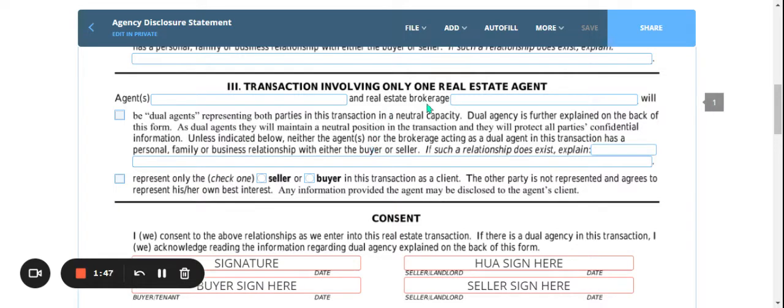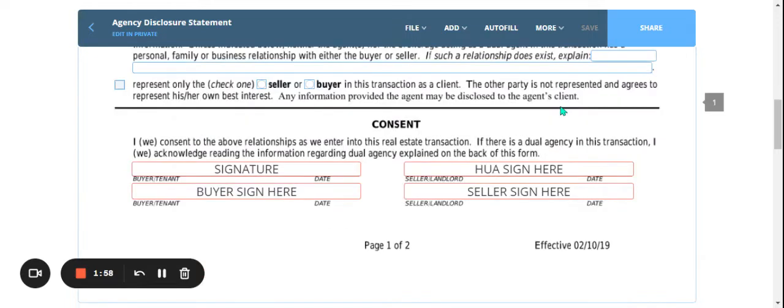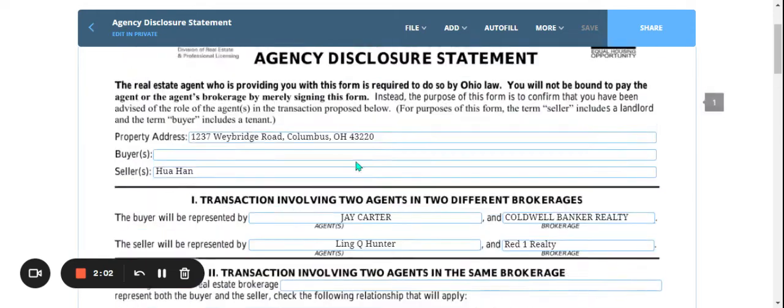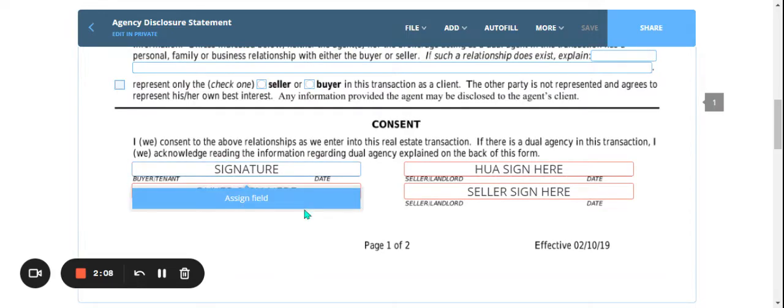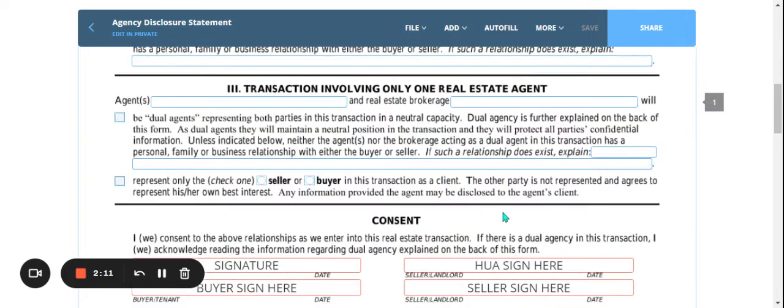And if it's one real estate agent, that's typically a situation where we're doing new construction. That one real estate agent would be me, and you will see this part filled out right here. So all you have to do on this page is simply click here to sign. Dotloop makes it really easy. It's very similar to DocuSign. So you would just click here and sign, and you will be done.